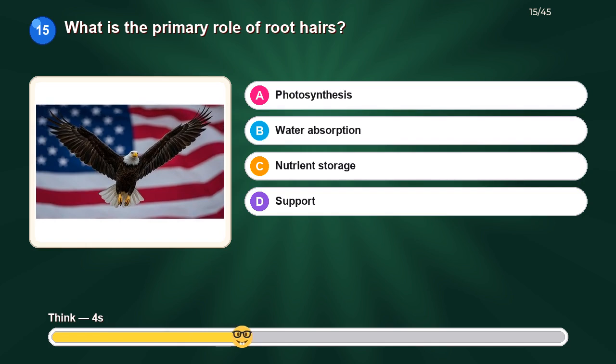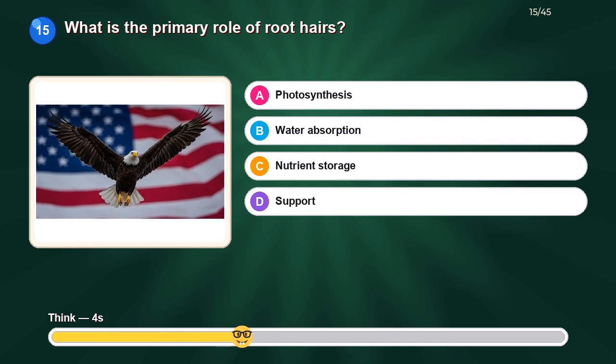What is the primary role of the ovary in a flower? Option A, producing pollen. Option B, protecting the seeds. Option C, attracting pollinators. Option D, transporting water. The correct answer is protecting the seeds.